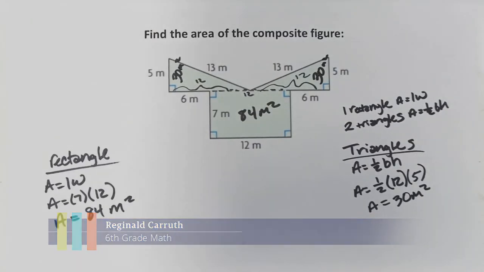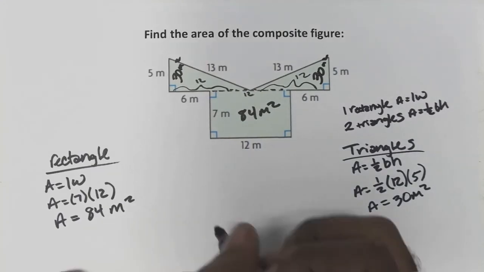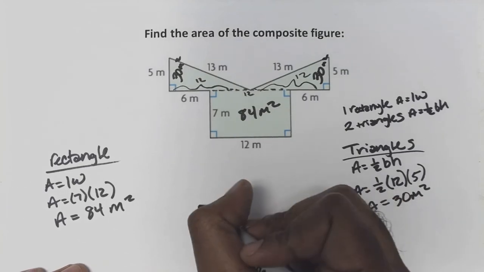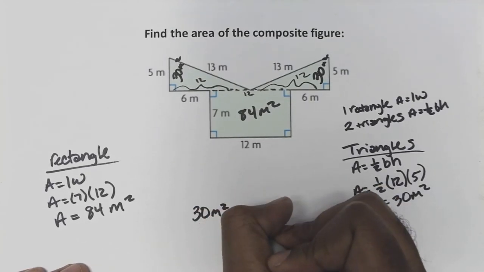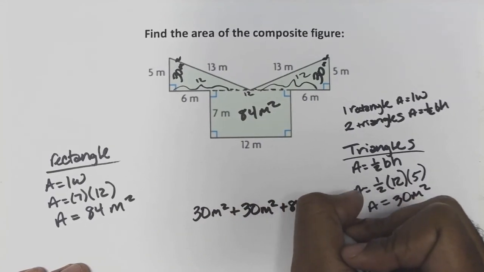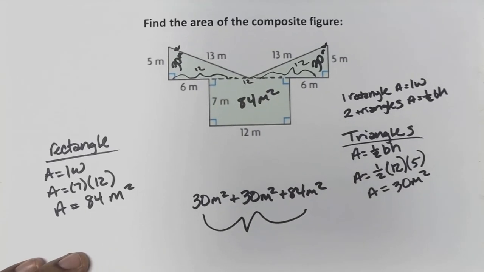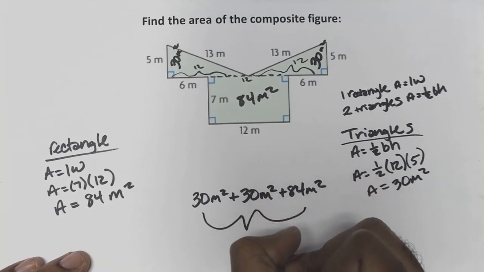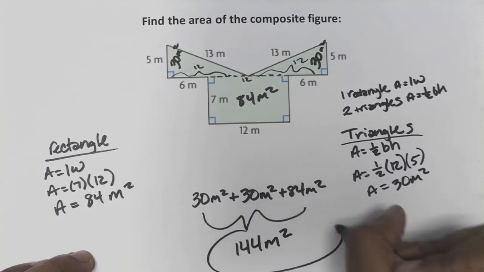Good job. Are we done? No. So now we have to find the area of the composite figure by adding up the area of each. So I have 30 meters squared plus 30 plus 84. That's going to give me a total area of this composite figure of 144 meters squared. Good job.